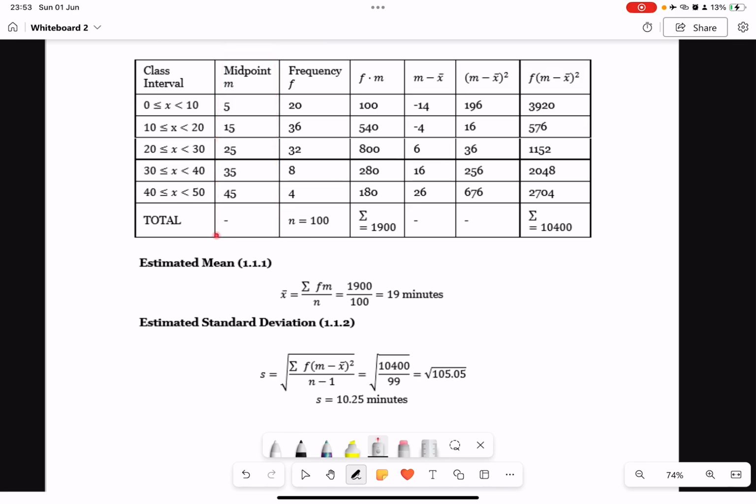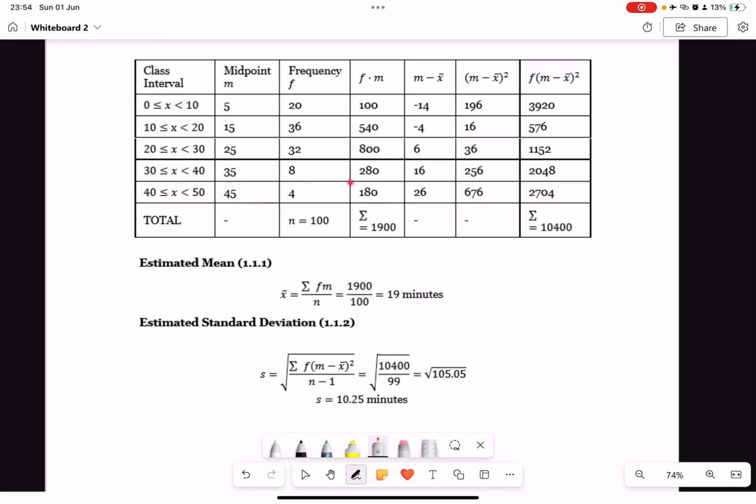Right. And then we need a column of frequency multiplied by midpoint. This column, you are just basically going to be multiplying the midpoint with the corresponding frequency. So 5 times 20 is 100. 15 times 36 must give you 540. 25 times 32 must give you 800. 35 times 8 must give you 280. 45 times 4 must give you 180.